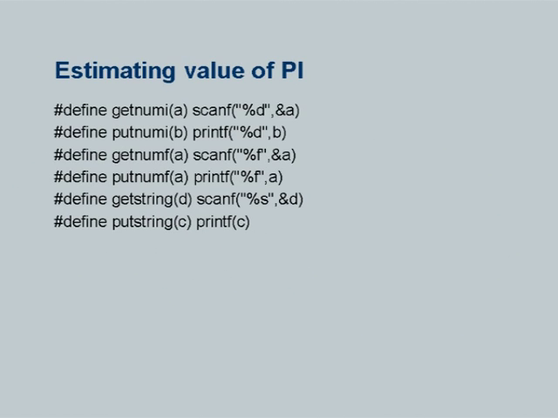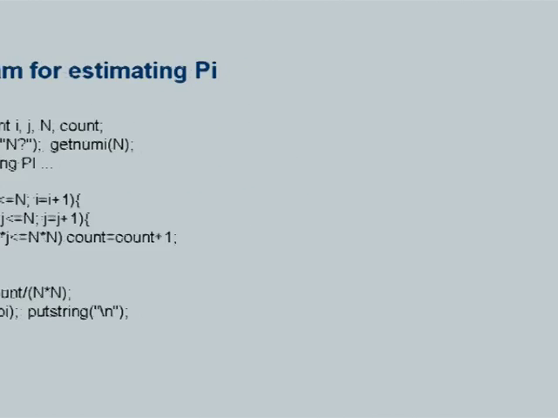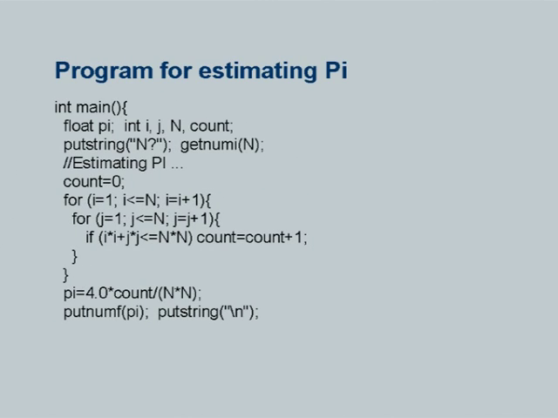Here is a program to compute values of pi. I am defining the standard macros: get num integer, get num, put num integer, get num floating point, etc., get string, put string, and whatever. This is standard stuff, and this is the program. So let's see what this program does.